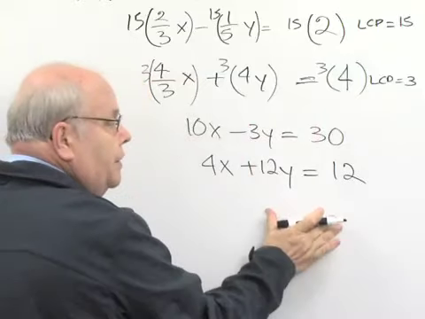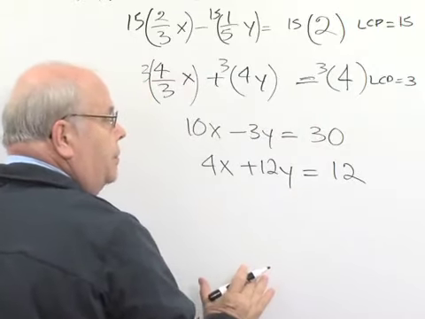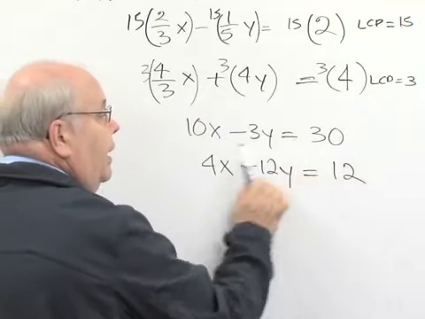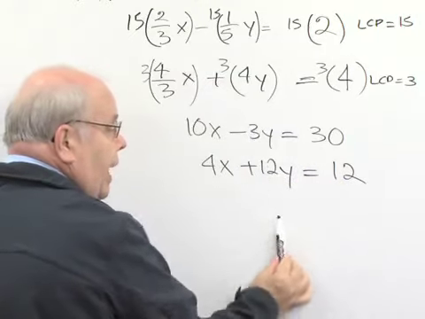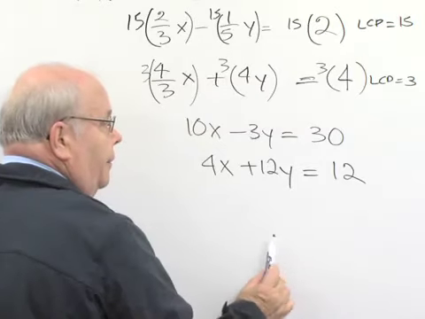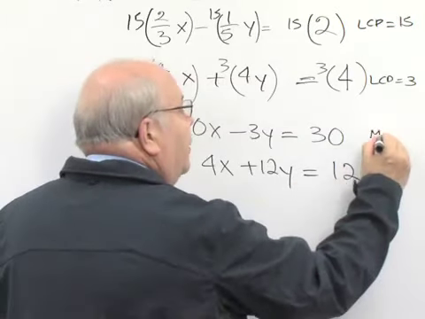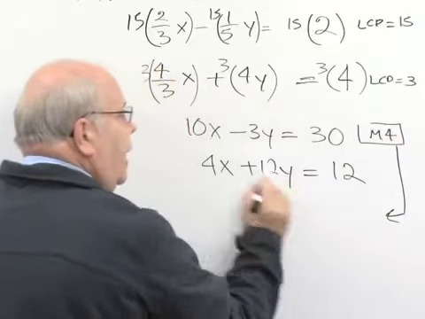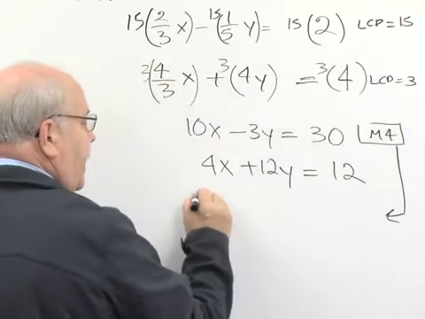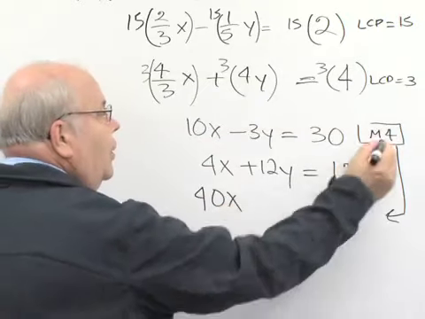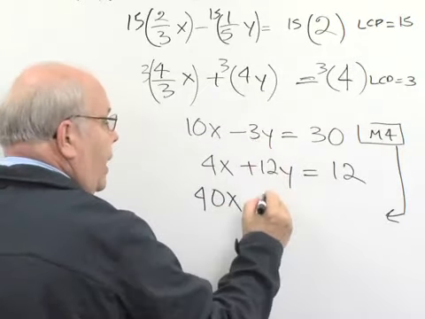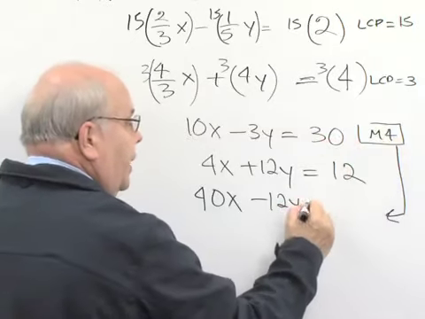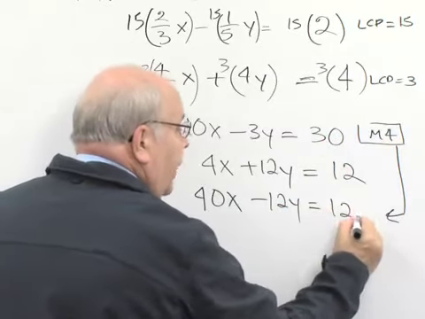I'm going to solve this system of equations by the addition method. I really would like this top equation to have a negative 12y, so when I add it, the opposites would drop out. So I'm going to multiply everything in the top equation by 4. Let's see what happens. 4 times 10x would be 40x. 4 times negative 3y would be negative 12y. And 4 times 30 would be 120.